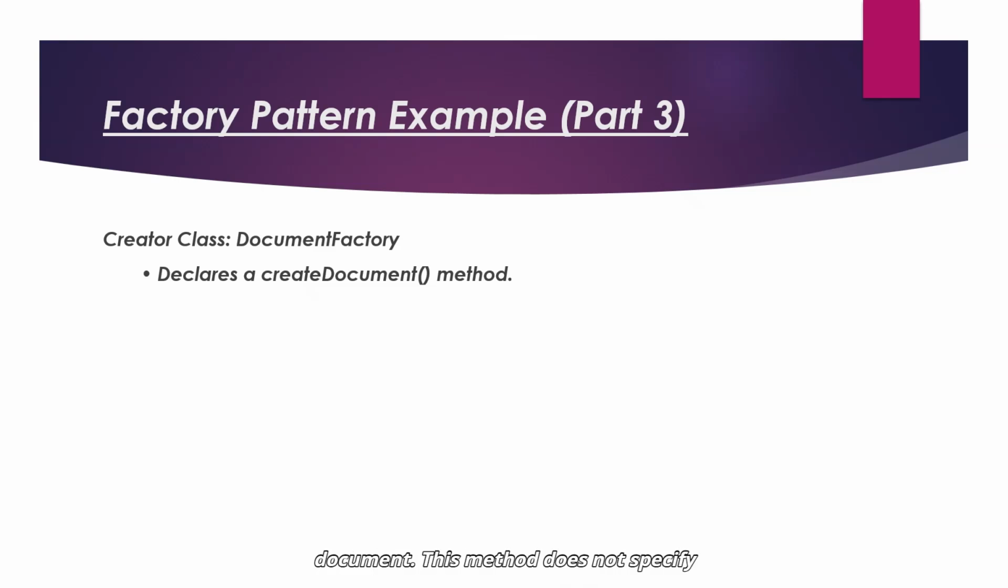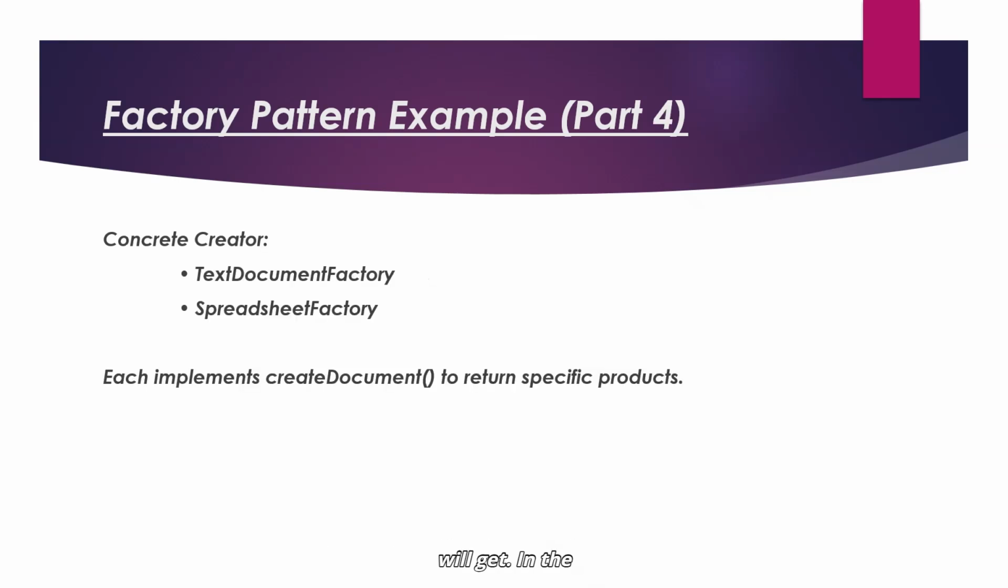Now we have the creator class, which declares the factory method, createDocument. This method does not specify which document will be created. Instead, it serves as a placeholder for the actual object creation logic. The client code will call this method without needing to know the specific type of document it will get. In the concrete creators such as TextDocumentFactory and SpreadsheetFactory, we implement the createDocument method. The TextDocumentFactory will return an instance of TextDocument, while the SpreadsheetFactory will return a Spreadsheet. This design ensures that client code can create documents without knowing the specific class being instantiated.